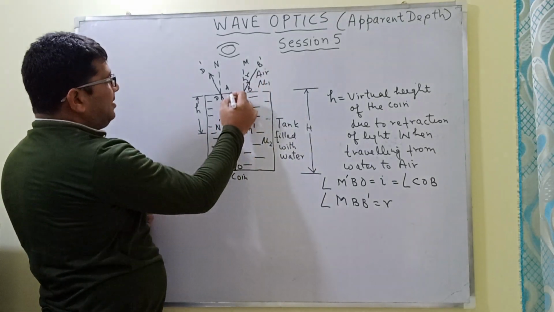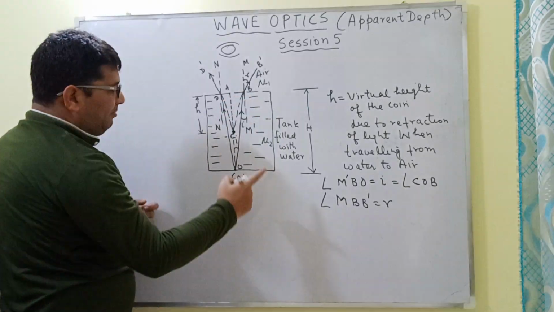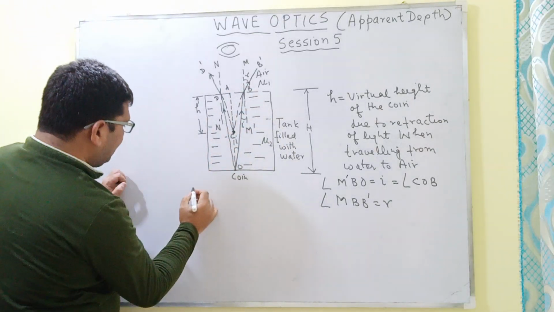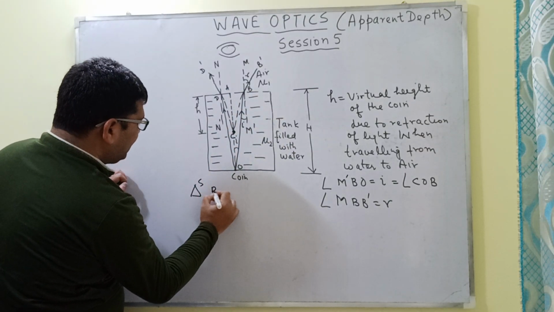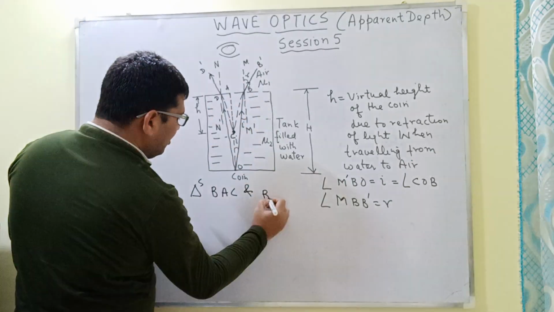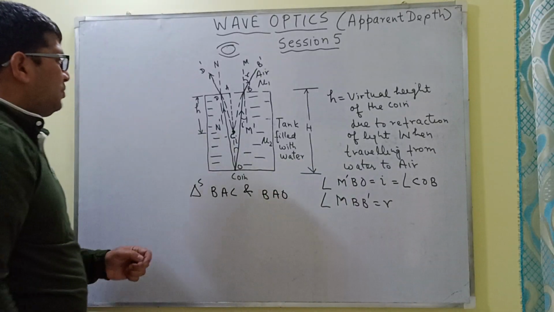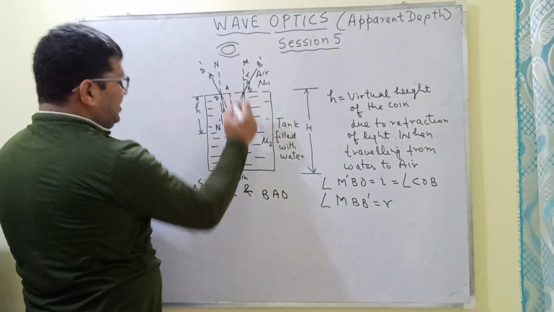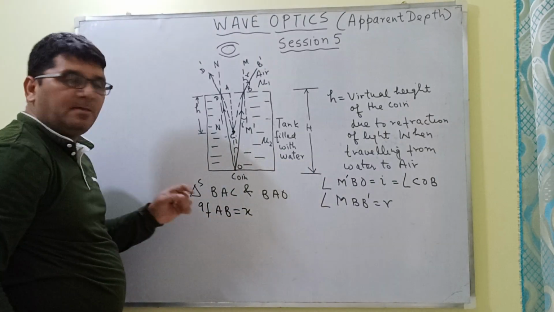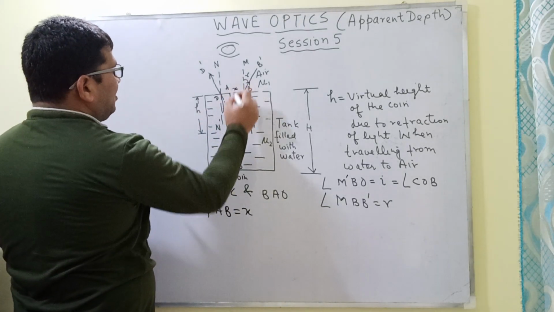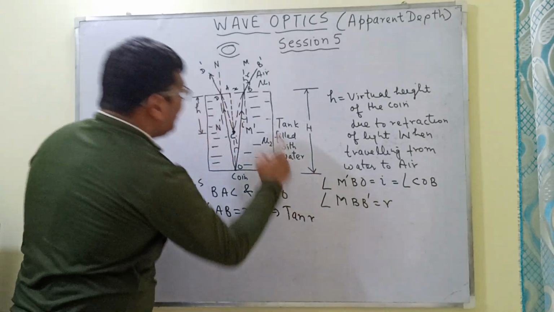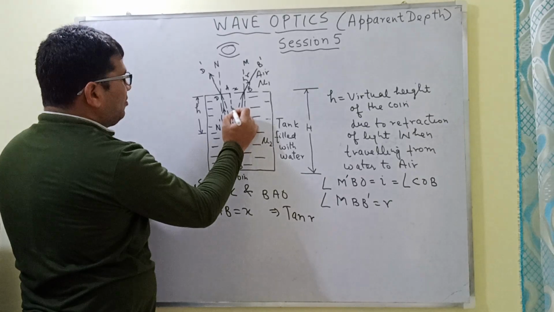Now here I have made one diagram. I will be taking two triangles here. You can see triangle BAC, and there will be one triangle BAO. So from these two triangles, if I say AB is equal to, say, x, it implies that tan. Now if this angle is r, then this angle will also be equal to r.